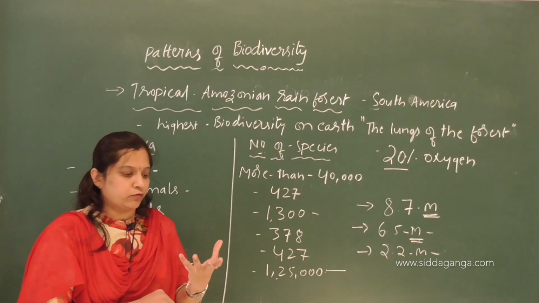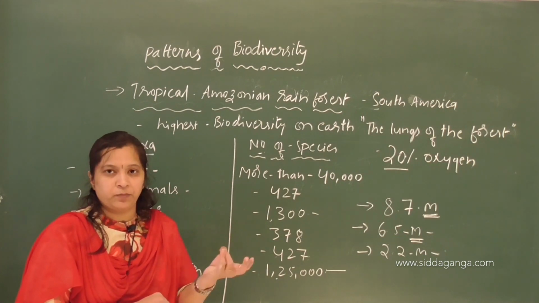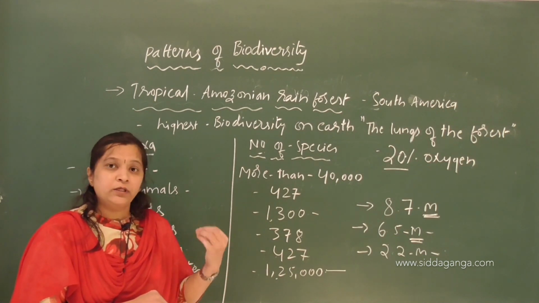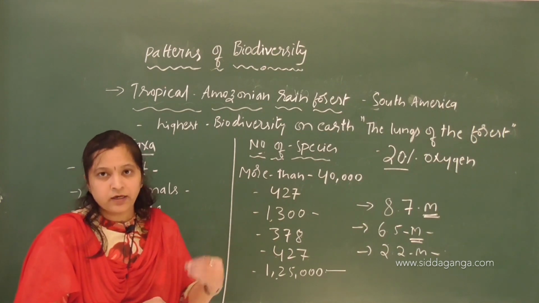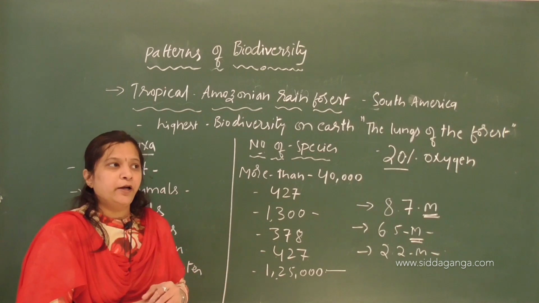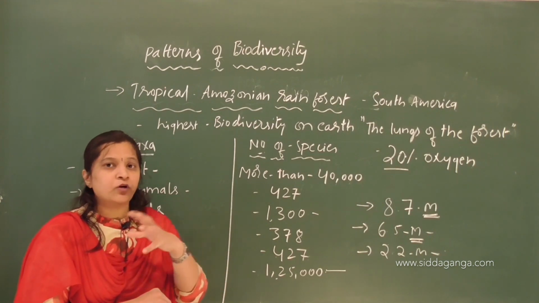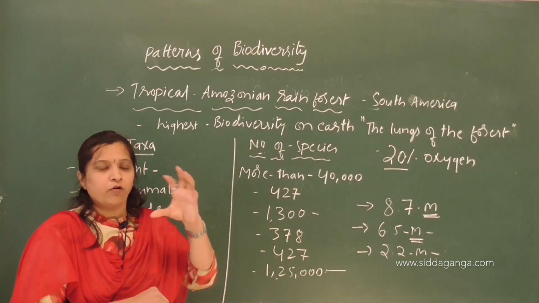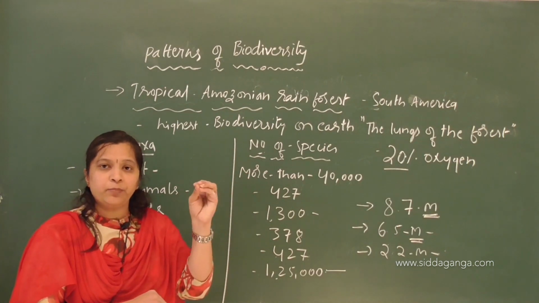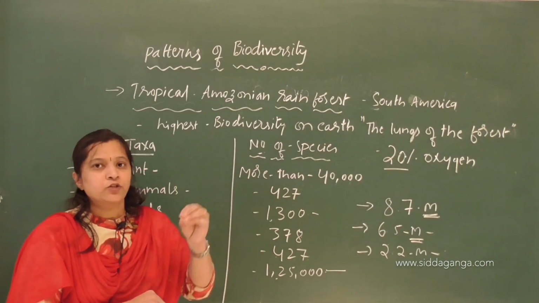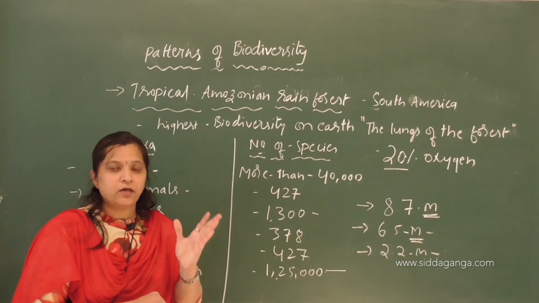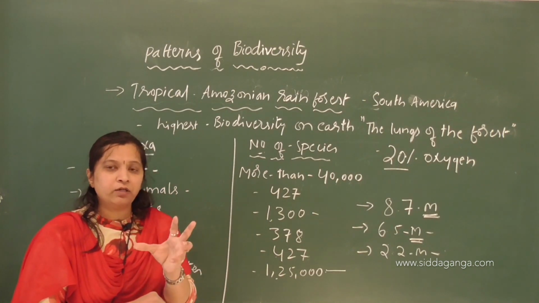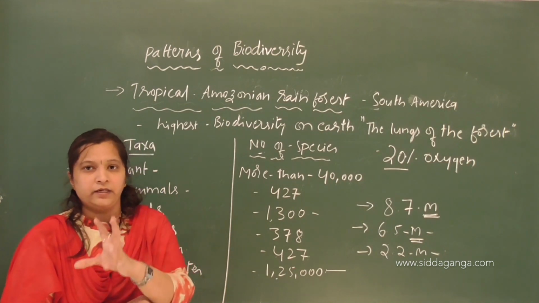The estimate is nearly 1 lakh species of plants and more than 3 lakh species of animals that need to be discovered and described. When it comes to global diversity, of the total number, 70% are animals and 22% are plants, and among animals, 70% are insects.